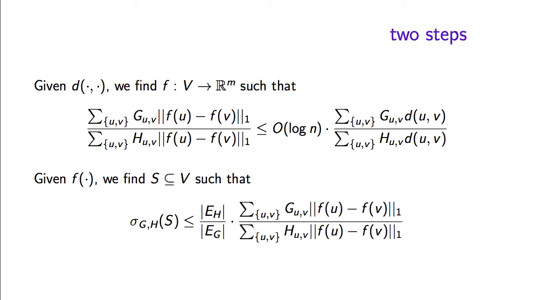It remains to prove the first step, that if we have an arbitrary distance function, then it's possible to map the vertices to some high-dimensional vectors, such that when we compute the summation over the g edges of the distances in L1 of the endpoints of the edges, divided by the summation over the h edges of the L1 distances of the endpoints, this is at most order of log n times the summation over g edges of distances according to the original distance function of the endpoints, divided by summation over the h edges of the original distances.